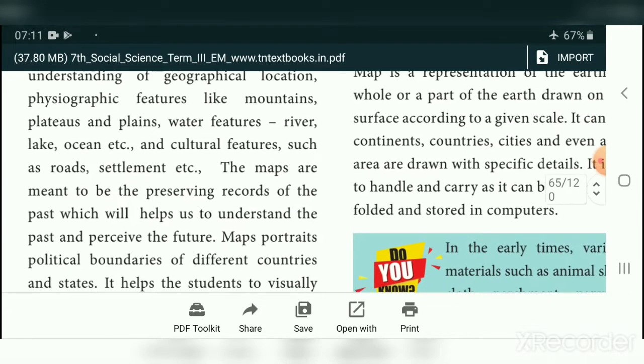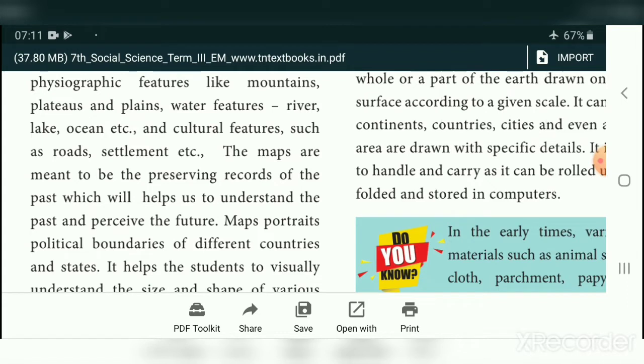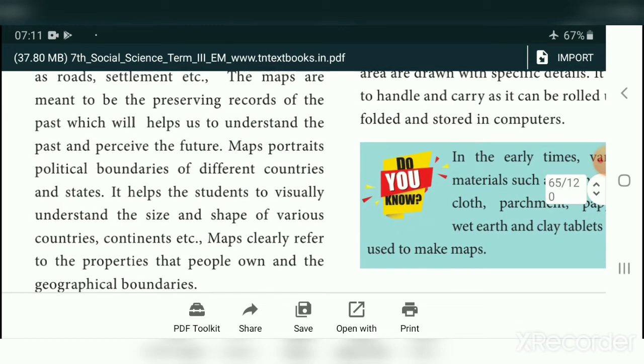Maps are meant to be a preserving record of the past. So it is a preserving record of the past, and it will help us to understand the past and perceive the future. Maps portray, that means they picturize, the political boundaries of different countries and states. So maps clearly show the boundary line between the country and the state. It helps a student to visually understand the size and shape of various countries, continents, etc.